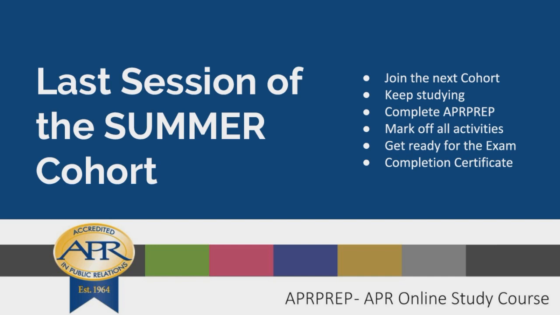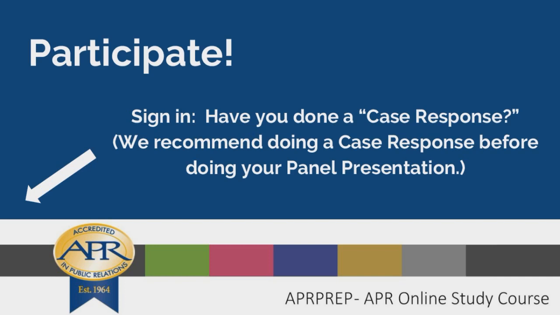Any enrolled participant in the APR online study course can join any of the cohorts, either the fall, the spring, or the summer. When we are not doing a cohort session, you can continue to study because this is a self-paced online class with these web meetings that happen weekly during those cohort sessions. You can complete your APR activities, look at those check marks in all of the activities in the online course, and when you get all of them marked off, you should be ready for the APR examination, and you'll also get a completion certificate for the APR online study course.